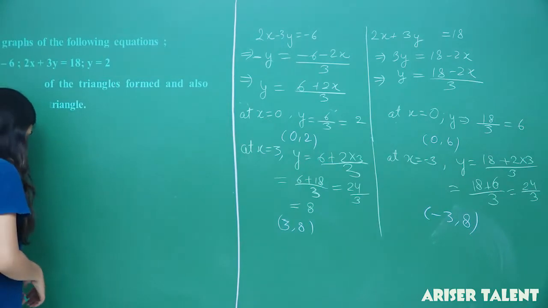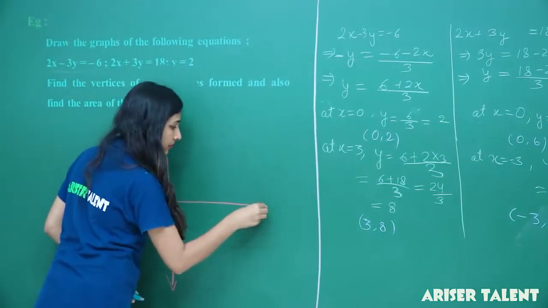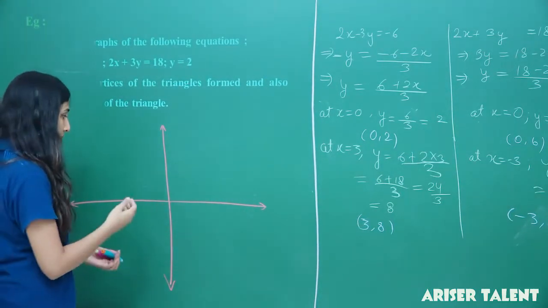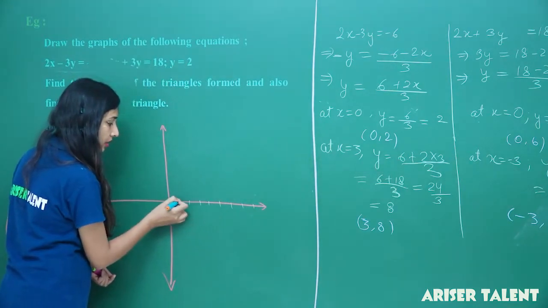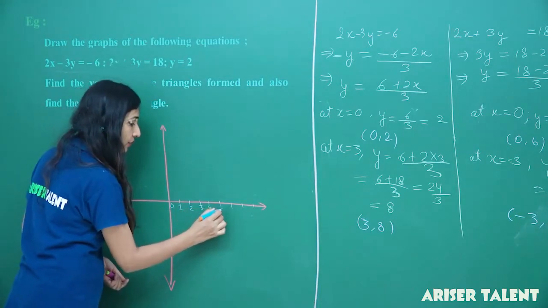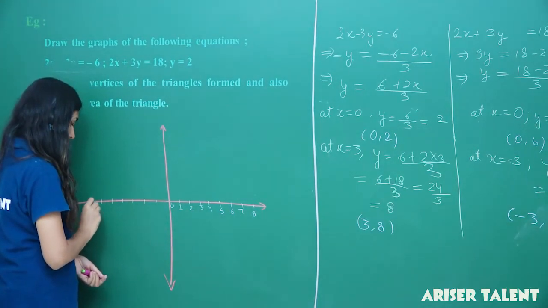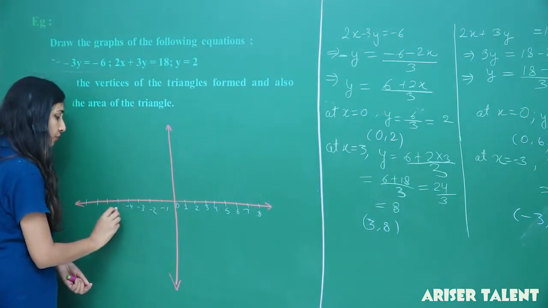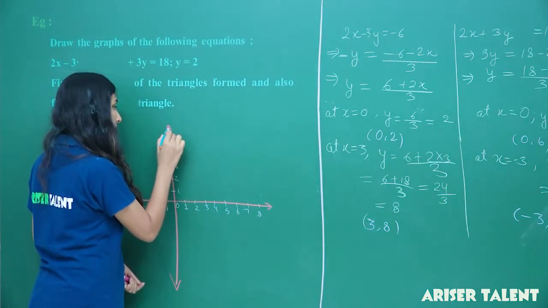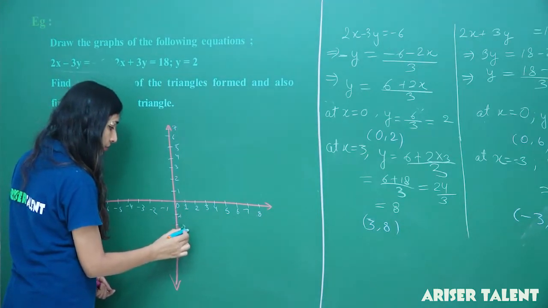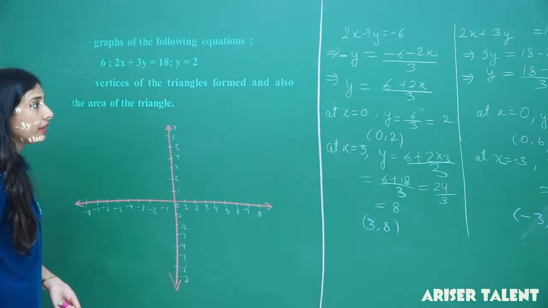Now students, if I'm having this graph here, and that will be 1, 2, 3, 4. Let's suppose here also, 0, 1, 2, 3, 4, 5, 6, 7, 8. Again, 1, 2, 3, 4, 5, 6, 7, 8. So minus 1, minus 2, minus 3, minus 4, minus 5, minus 6, minus 7, minus 8. Now put the values 0 and 2 here.